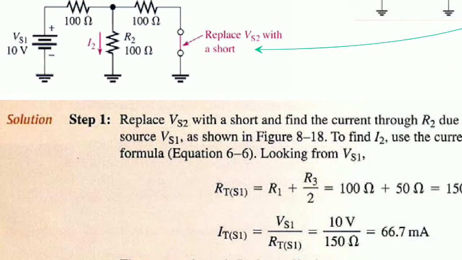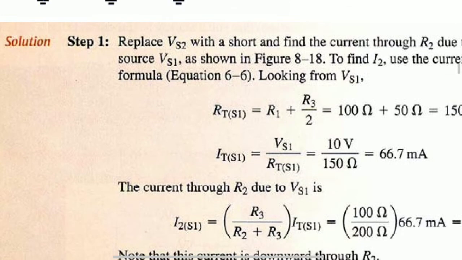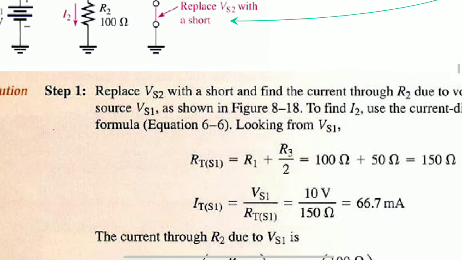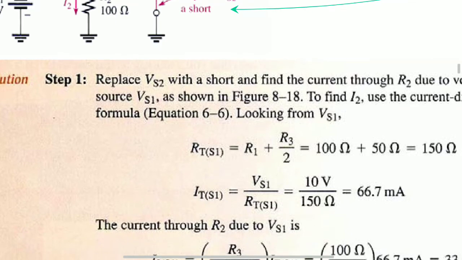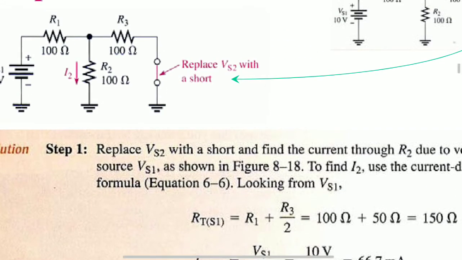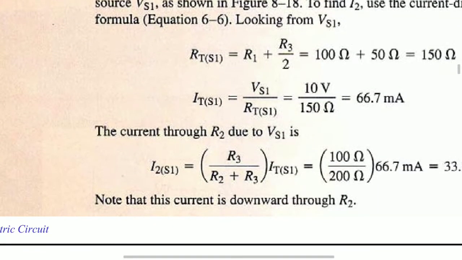So from source 1 the current is 66.7 milliamps, and it is divided into two parts in the 100 ohms and 100 ohms. That means I2 is half of the total current, half of 66.7, so I2 is 33.3 milliamps from source 1. Note that this current is downward through R2, from higher to lower potential.